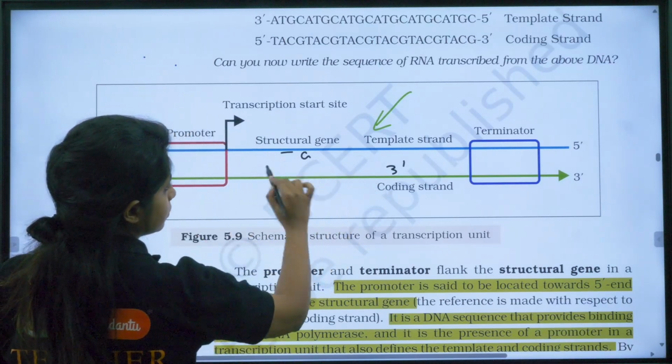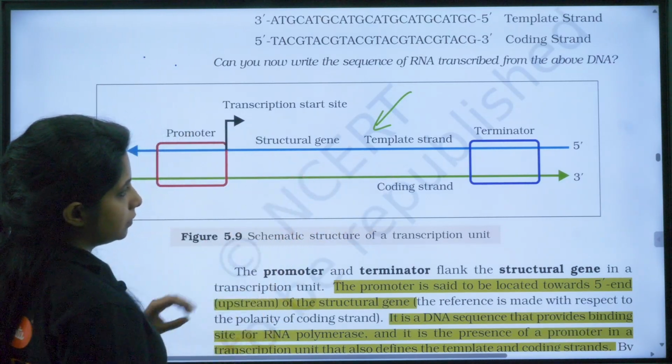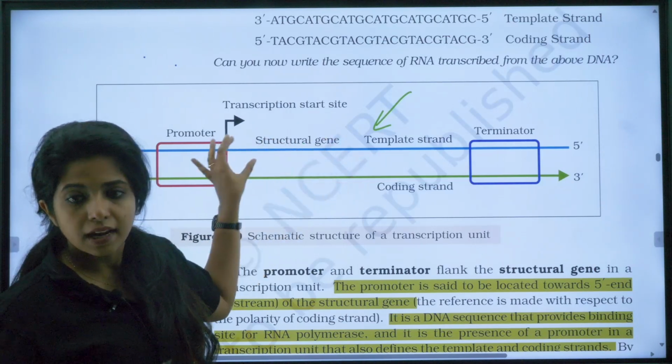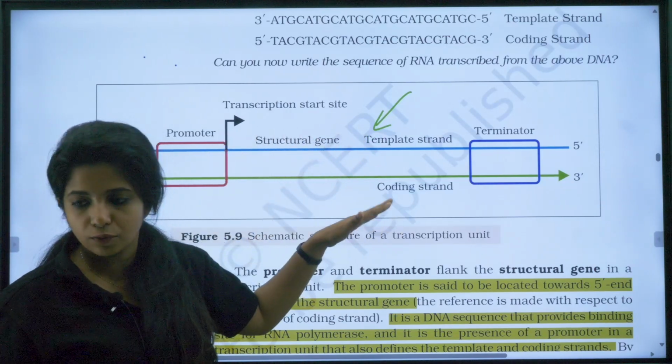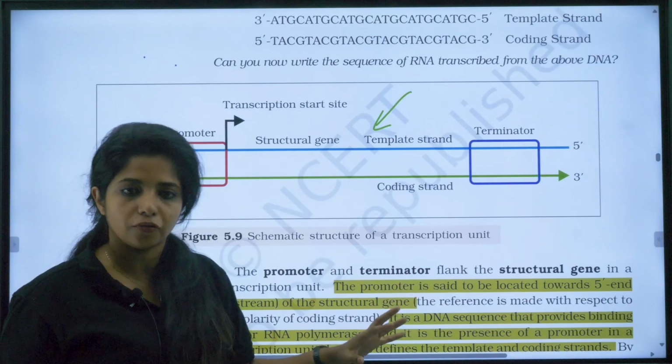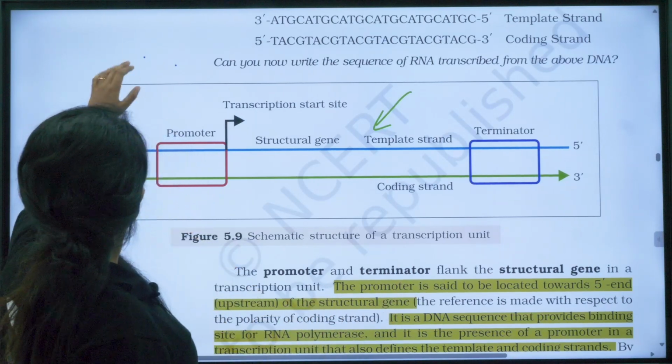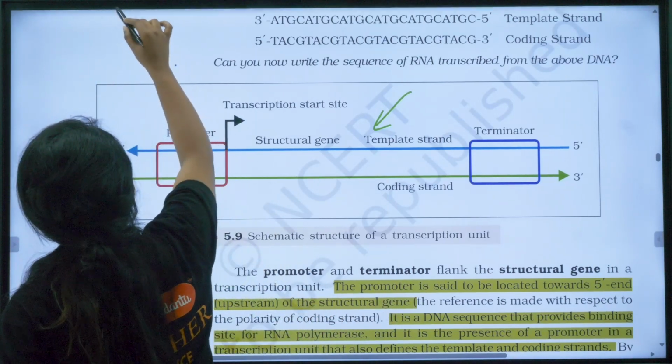Cool? In the exam, make complementary strands like this. Pick one and make a transcription. Pick one and make an RNA strand out of it. That's all you have to do. Now, how do I? Just a second.